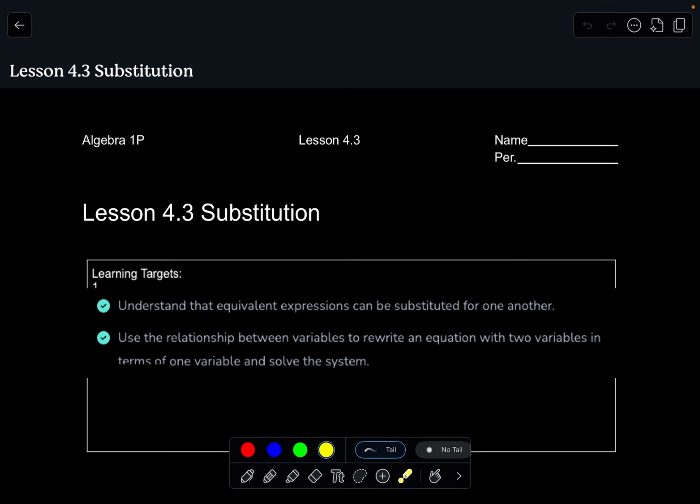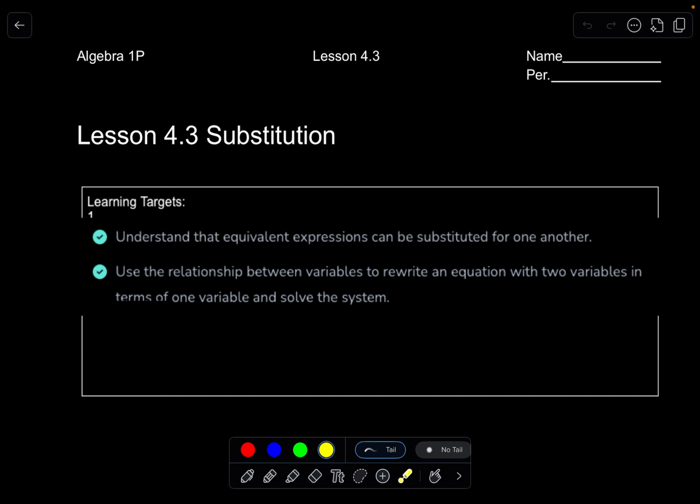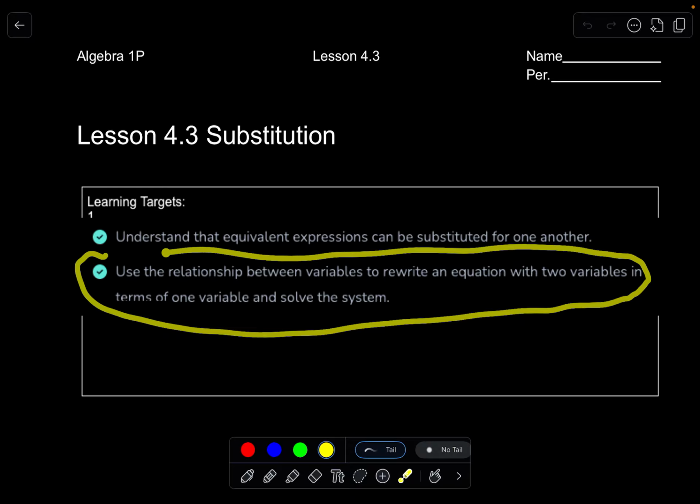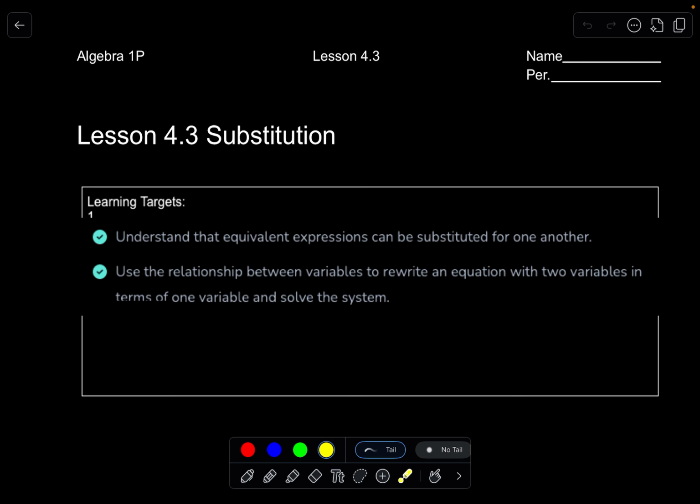What you're going to learn is to understand that equivalent expressions can be substituted for one another. Once we make that substitution, we will use that relationship between variables to rewrite an equation with two variables in it so that it only has one variable that we can then solve for, because we've learned how to solve linear equations in one variable. Once we get that value, we'll have to go back and substitute it into another equation that involves both variables so that we can solve for the second variable.